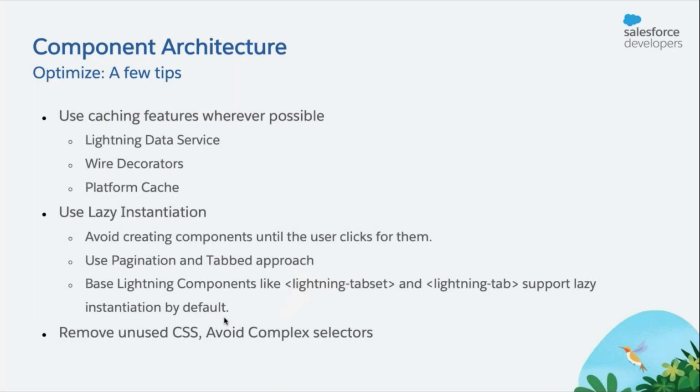So again, use caching features whenever possible. Your Lightning data service, your wire decorators, using the platform cache. Make sure you're not making round trips to the server as often. So use caching.